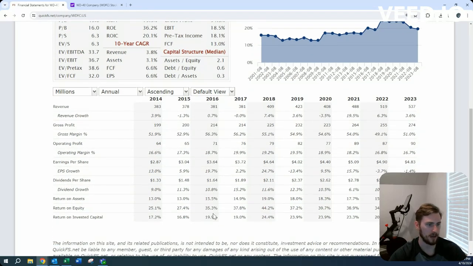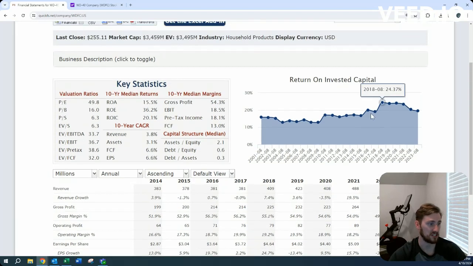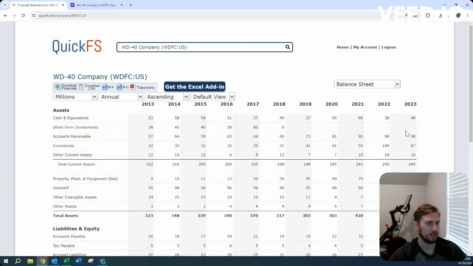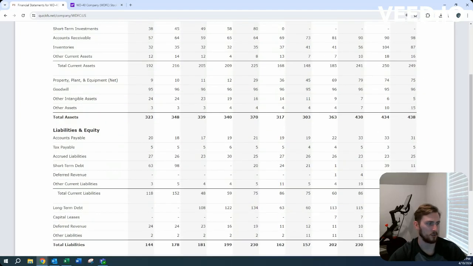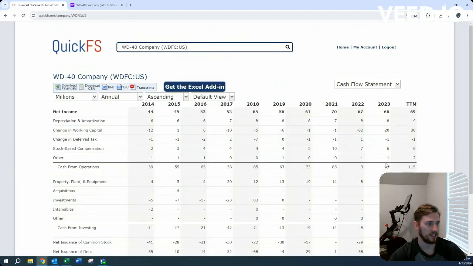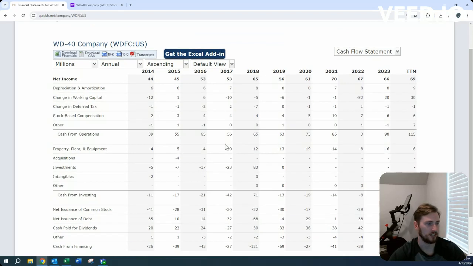And the return on invested capital has been going up and is pretty much averaging 20%. So very consistent, very good return on invested capital. 48 million cash on hand with 110 million long-term debt. That's about 50 net, and they could pay for that in less than a year. So definitely no concern from that balance sheet. Not a whole lot of reinvestment back into the company, though.